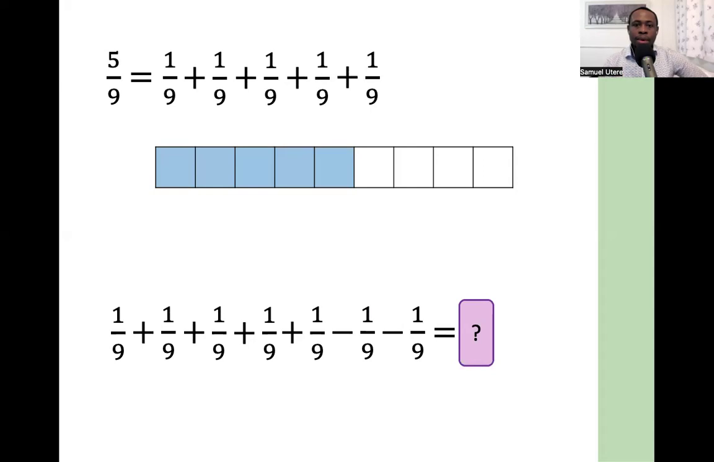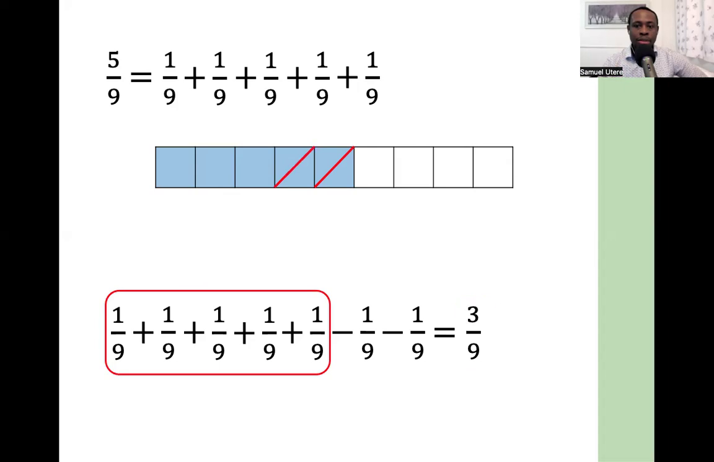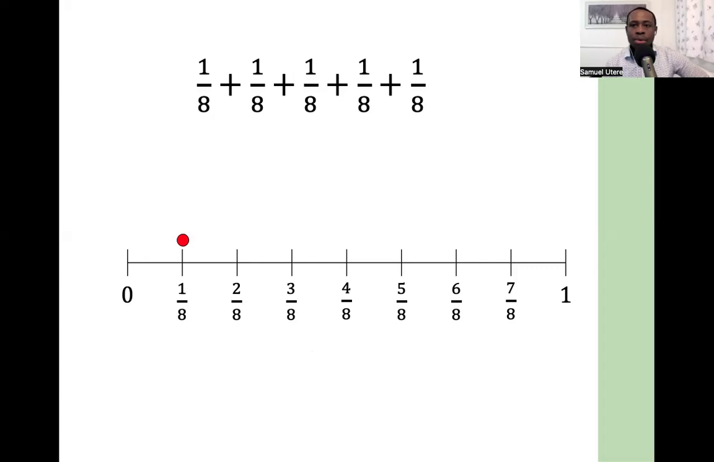Okay? Now, looking at these, do you think we can use these to represent exactly the same unit fractions that we just worked on, or would this be something different? Of course, it would, because if you think about it, we have 5/9, which we already know, but if we subtract 2 more unit fractions, which are represented by -1/9 and minus another 1/9, we'll be left with 3/9. Interesting, isn't it?